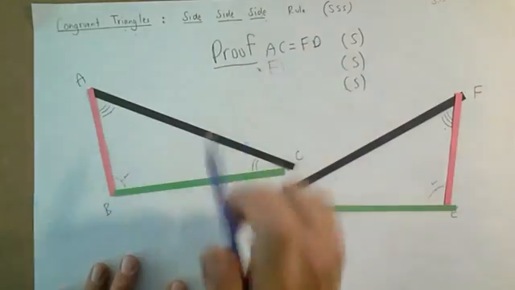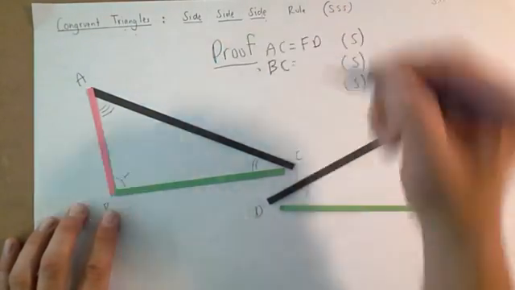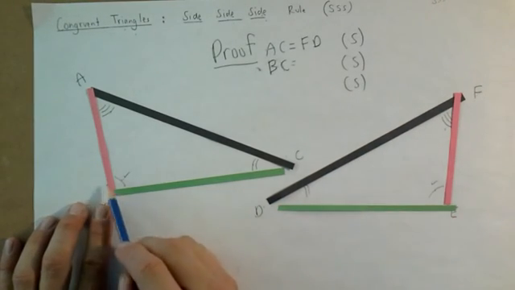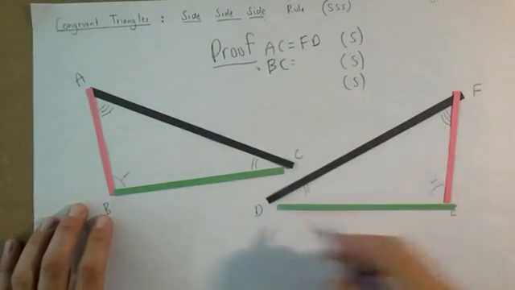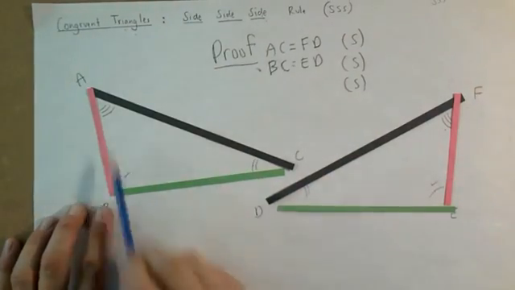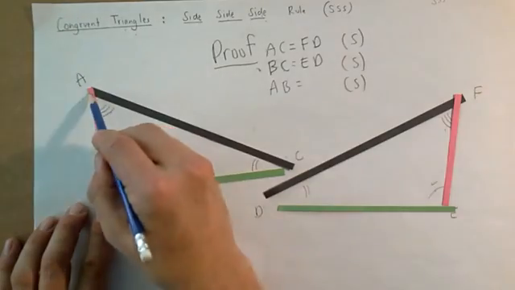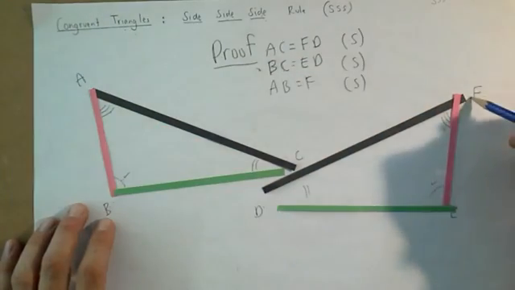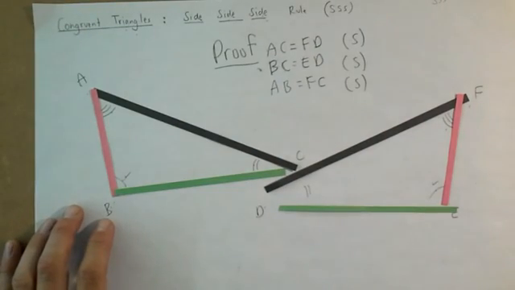And then my second side, I've got BC. Let's try BC in my left triangle. Side BC, B corresponds to E over here because it's the red and the green touching each other. So BC equals ED then. And then my last one is AB, and A corresponds to F. So AB is equal to FC. And those are my three sides right over there.